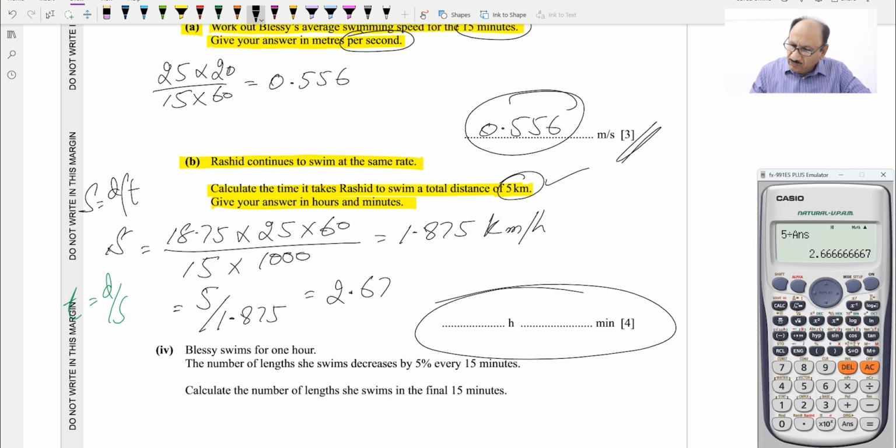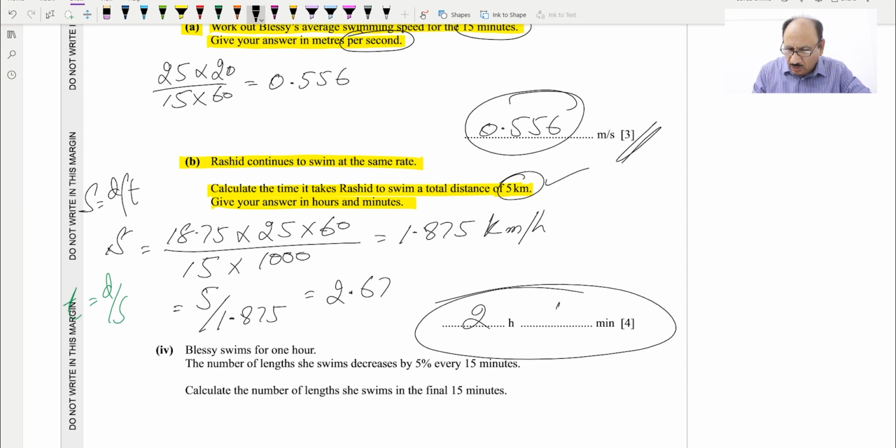So for the answer, we will just press this time button. I'm going to press the time button. This one is 2 hours and 40 minutes, so write 2 hours and 40 minutes, and this is a 4 mark question which we have done.